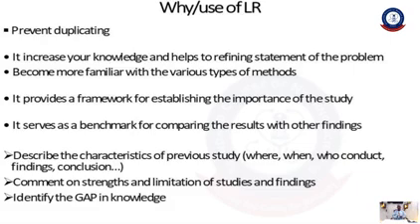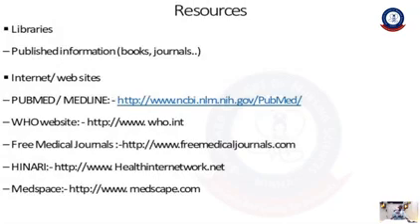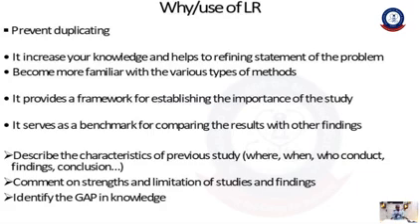Again, another reason is that it describes the characteristics of previous studies. It will give you the characteristics, the different parameters and properties of previous studies: where, when, who conducted them, findings and conclusion. Comment on strengths. You are to comment on the strengths and limitations of studies and findings. You have to ensure that you identify the gap in knowledge. From the reviewed literature, you should be able to know that this is where the gap exists, and in doing that, you must comment on the strength of that reviewer, and in concluding your work, you have to show the strengths and limitations of the studies and findings.